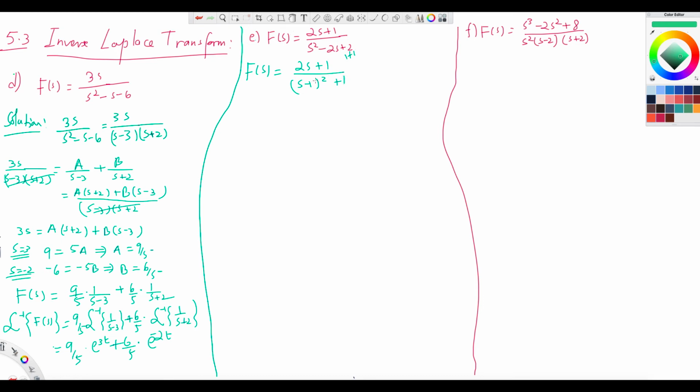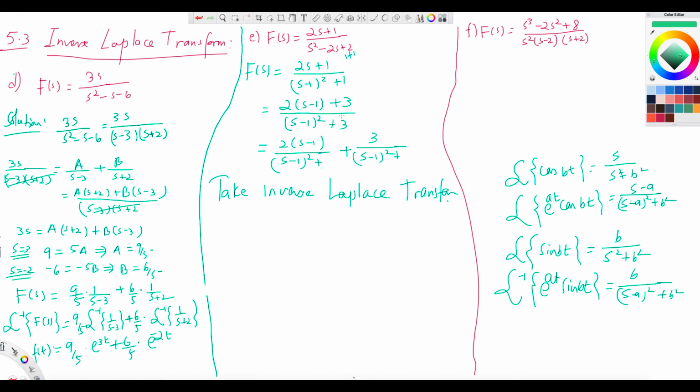Now, whenever there is s minus 1 in the denominator, it would be better to write s minus 1 on the top. So I would write 2 times s minus 1, and I want to balance what I got: 2s minus 2, but we need plus 1, so if I write plus 3, that will balance. I did that because I want to match the denominator, s minus 1 squared. So 2 times s minus 1 plus 3 is the same as 2s plus 1, over s minus 1 squared plus 1. By the way, the denominator constant should be 1, not 3.